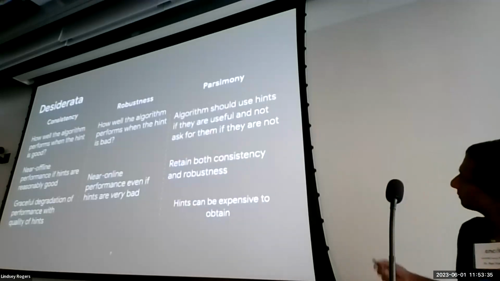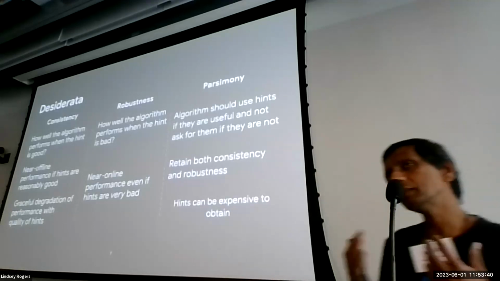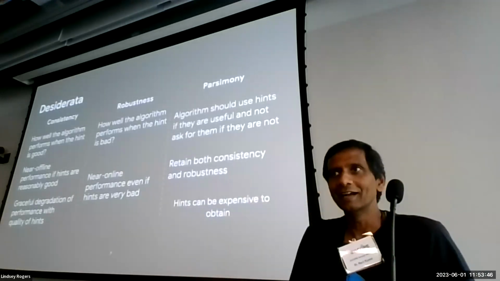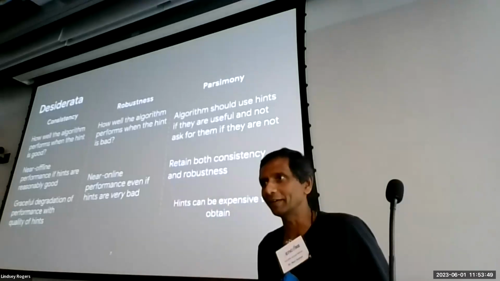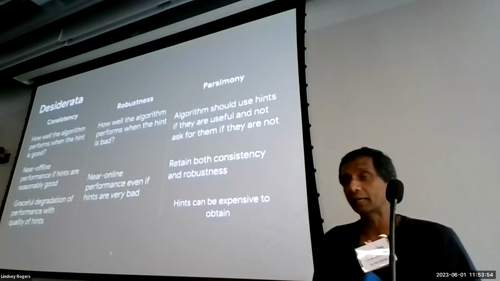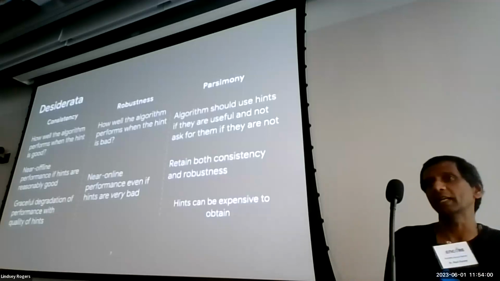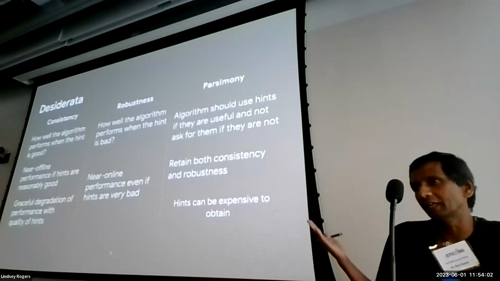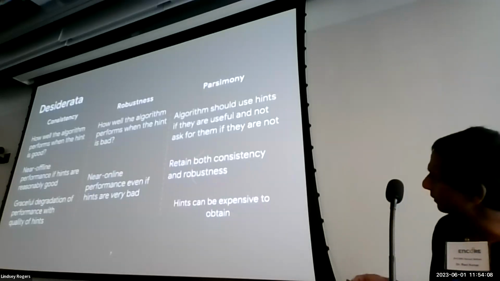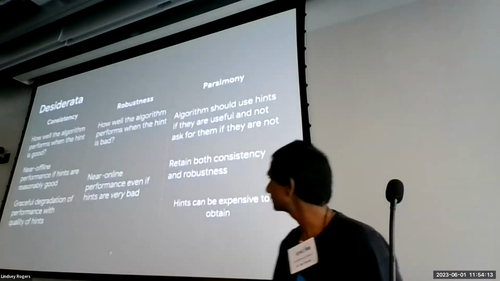And the third desirable property of these things is what I call parsimony, where the algorithm should use hints only when it's absolutely required to. Just because I get a hint, I shouldn't be asking every time, please help me, right? Because the ML models could be very expensive to run or may not be available at every time step. So you want these algorithms to really use the hints when they are absolutely necessary. And if the hint is not needed, then it should just go as usual. That's another property. But at the same time, we should not compromise on consistency or robustness. So they should still remain consistent and robust.